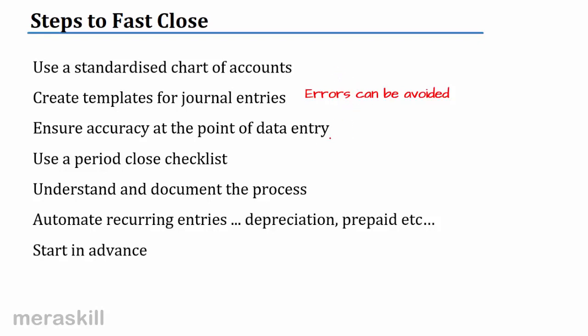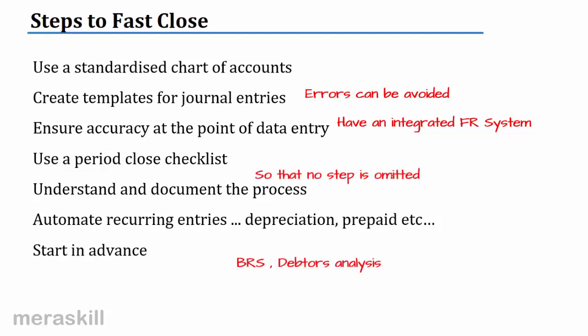Ensure accuracy at the point of data entry. If that is accurate, the rest of it might be filled. Use a period close checklist. Understand and document the process. Automate recurring entries like depreciation, prepaid, etc. can be automated. And of course, certain things can always be started in advance, like the bank reconciliation statement, debtors analysis, etc.